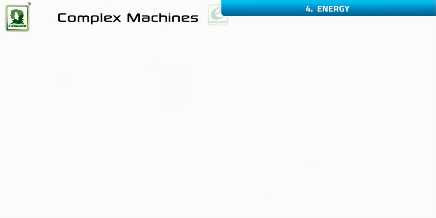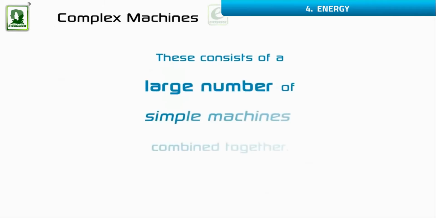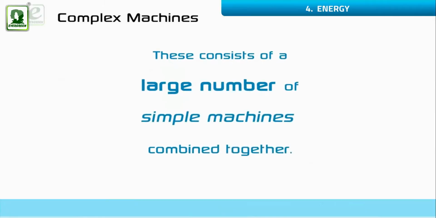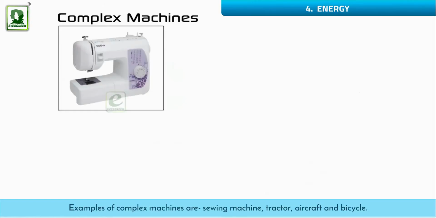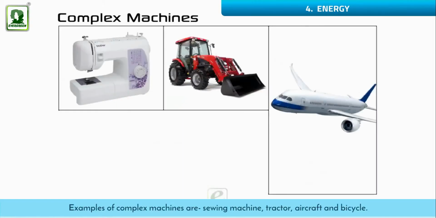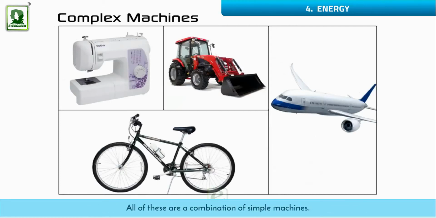Complex machines. These consist of a large number of simple machines combined together. Examples of complex machines are a sewing machine, tractor, aircraft, and bicycle. All of these are a combination of simple machines.